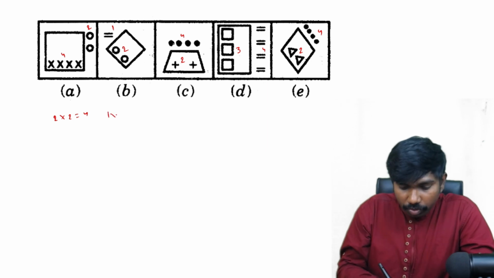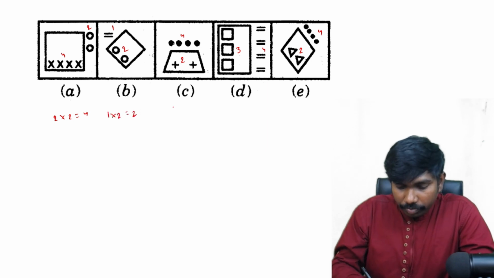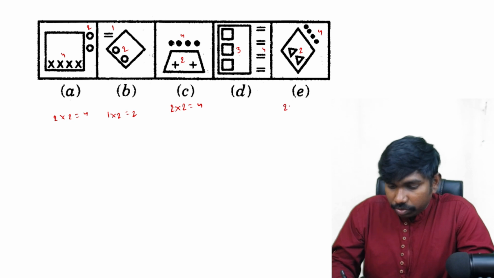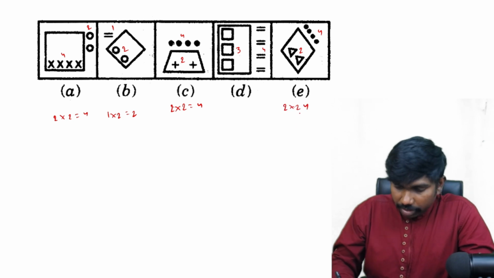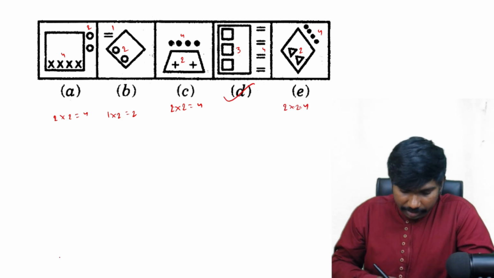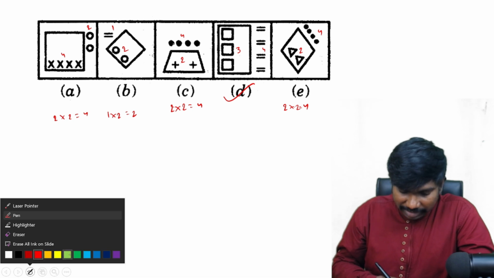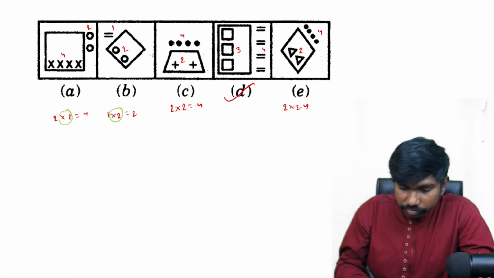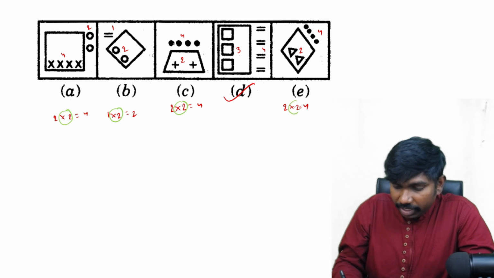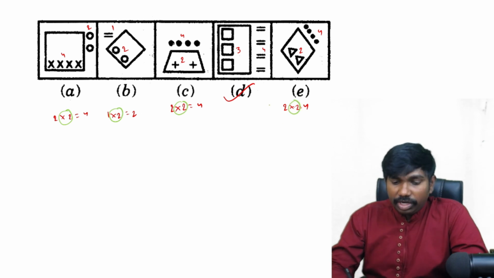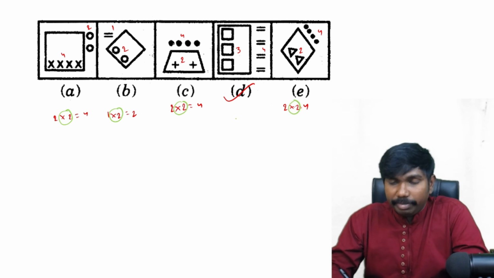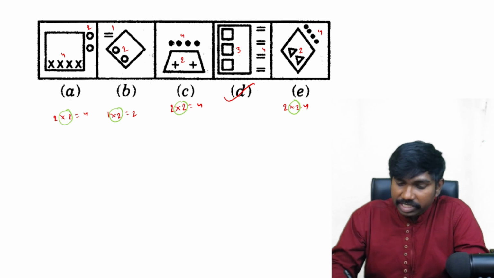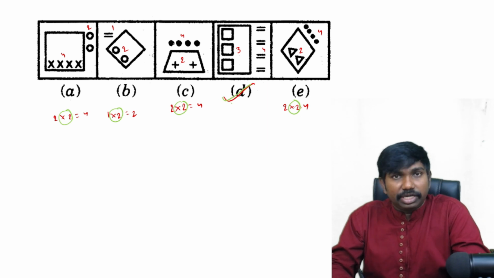1 into 2 is 2. 2 into 2 is 4. And here also 2 into 2 is 4. In every figure except in D, the number of elements inside and outside are related by double. One number is double the other number, or one number is half the other number, except in D. In D, it is not a double relation.